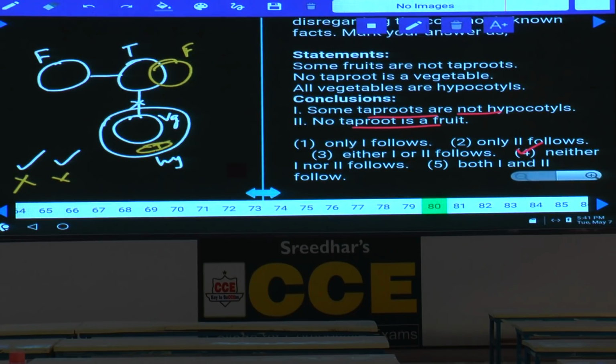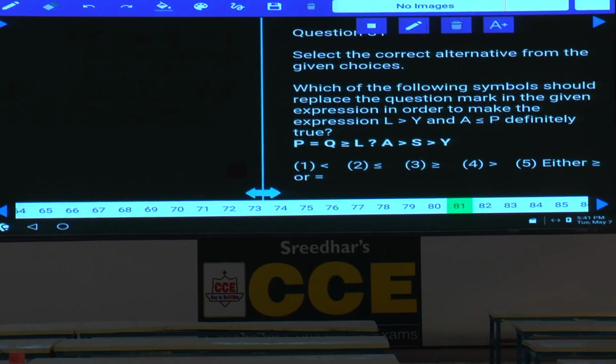Now this is about question number 76 to 80. Then 81 to 85. Now this 81 to 85, these questions come under which one? Coded inequalities. Now the relation between L and Y. L is here and Y is here. In order to make L greater than Y definitely true, tell me what is the symbol that has to be replaced here. If there is greater than, we can definitely say, or equal to or greater than or equals to, anything is valid. Good. Hence, as what is your answer here, this one is false.